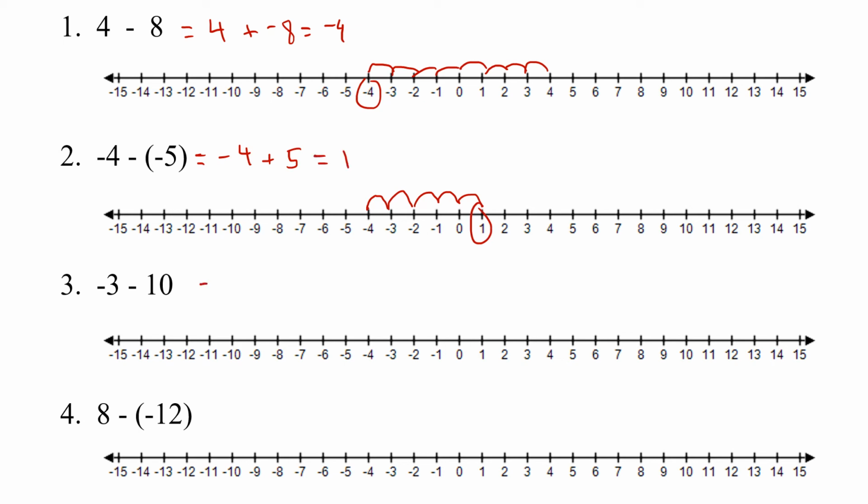For -3 minus 10, I'm keeping the -3, changing it to an addition sign, and changing the 10 to a -10. So -3 plus -10. I'm starting on -3, and I'm going 10 in the negative direction. 6, 7, 8, 9, 10. I get to -13.